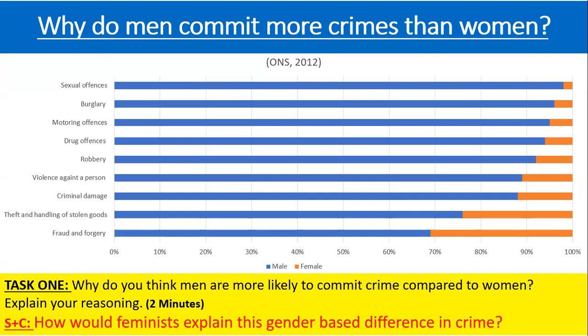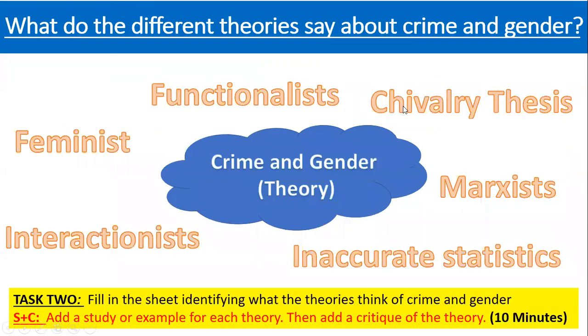So for task one, I just want you to note down some of your ideas why you think men are more likely to commit crime compared to women. Right, so we're going to go over and look at some of those explanations as to why it appears men commit more crimes. So for task 2, just note down a summary of each different theory as we go along.